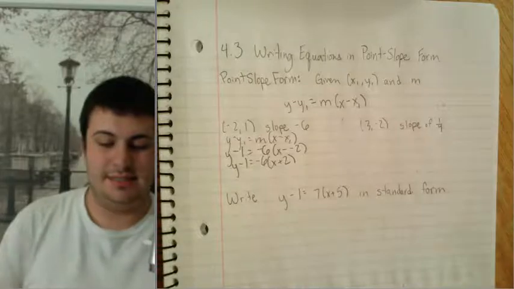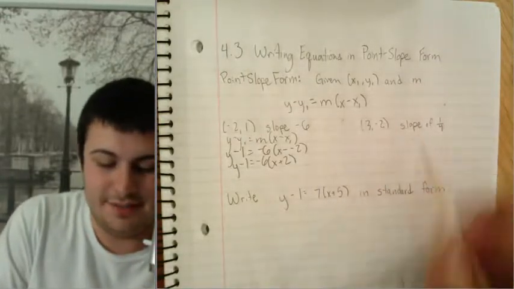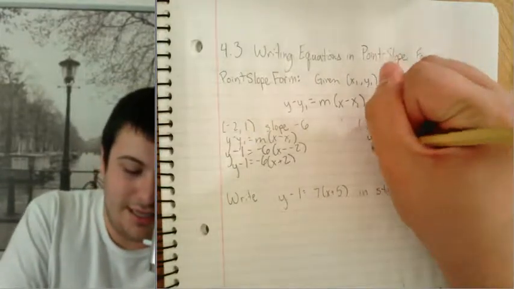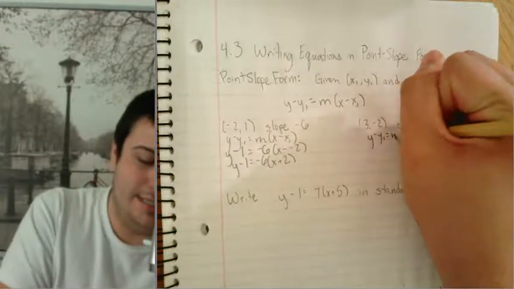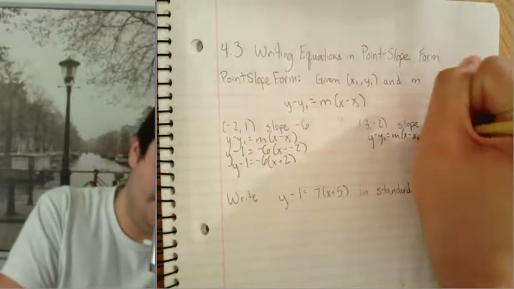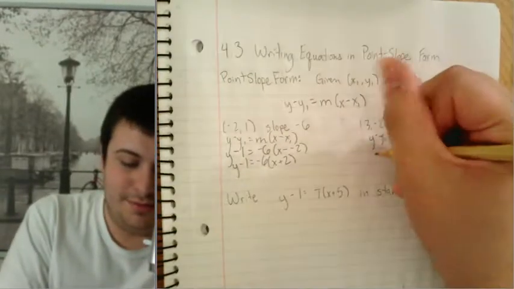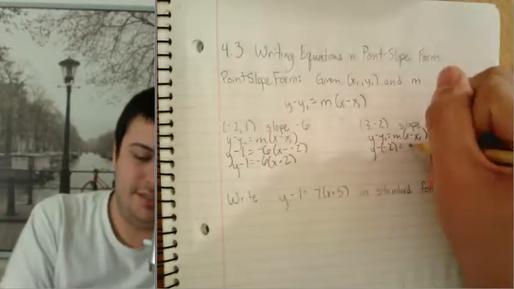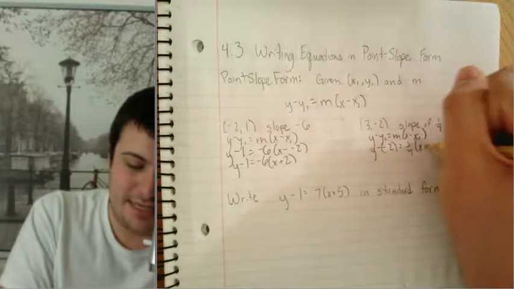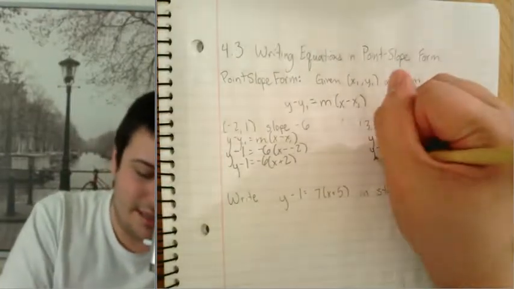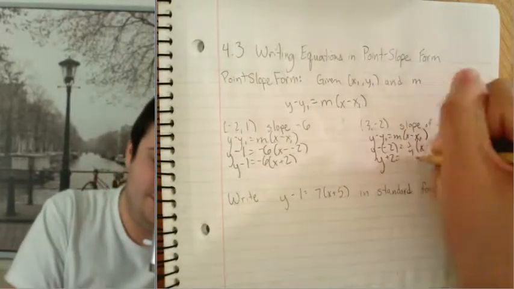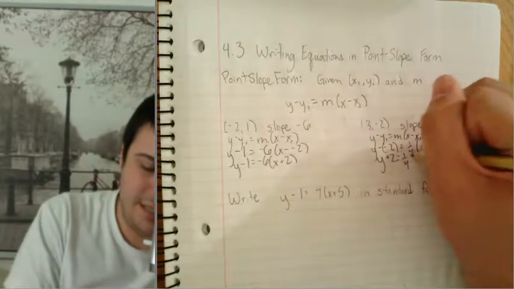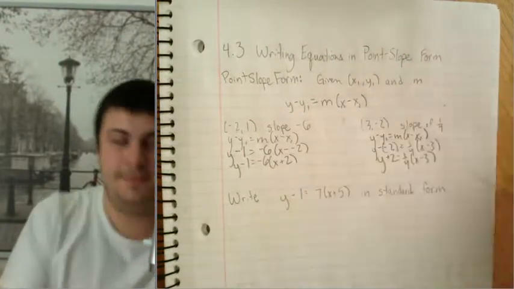Now, let's look if we have a point 3, -2 and a slope of 1/4. Again, into y minus y1 equals m times x minus x1, I'm going to put y minus -2 equals slope of 1/4 times x minus 3. And I can simplify this: y plus 2 equals 1/4 times the group x minus 3.